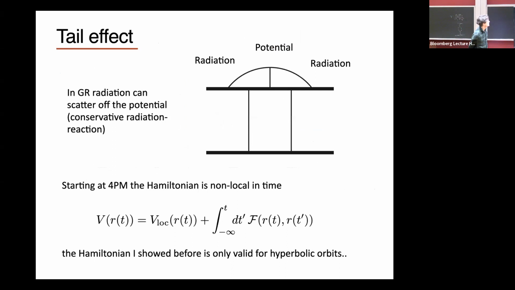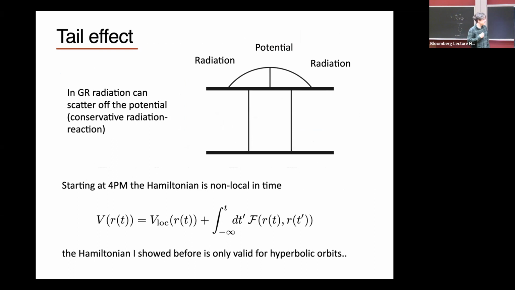So the subtlety is that in GR, as I mentioned earlier, radiation can scatter off the potential. So there are diagrams that look like this, where I have a graviton here, which is radiation, which means it can go on shell. I have a vertical graviton, which is potential, which is off shell, and another radiation graviton. So this is just this radiation graviton coming back into the system. And in practice, what this means is that the Hamiltonian is non-local in time.